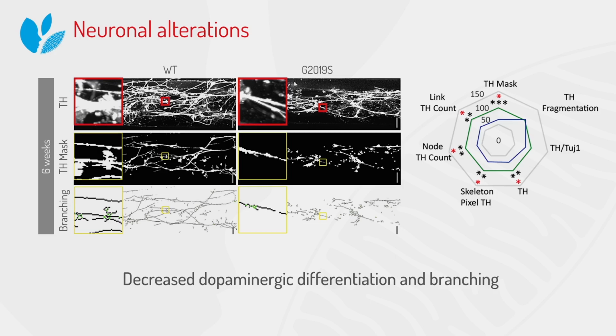And on the bottom of the graph, what you can see is how these neurons are branching. So it's the level of complexity and three-dimensional arrangement that these neurons have. And we also see that this branching is reduced in the case of the patients.